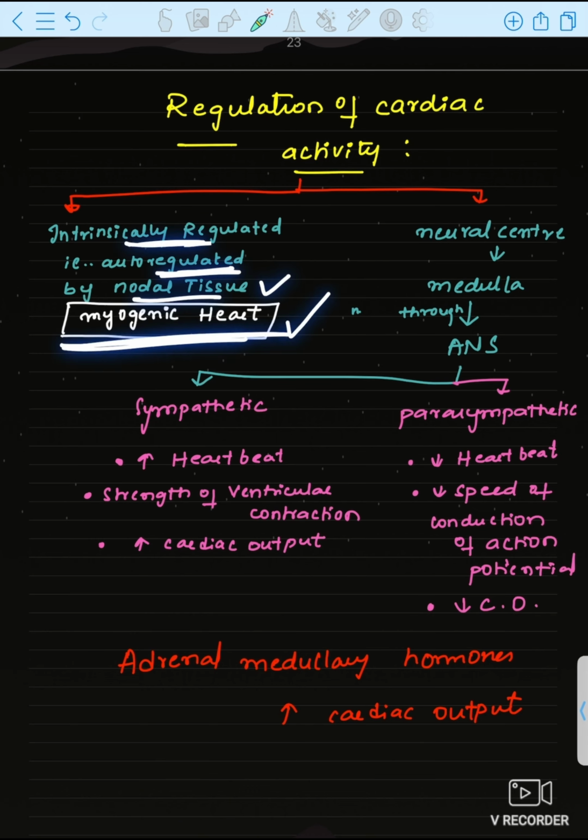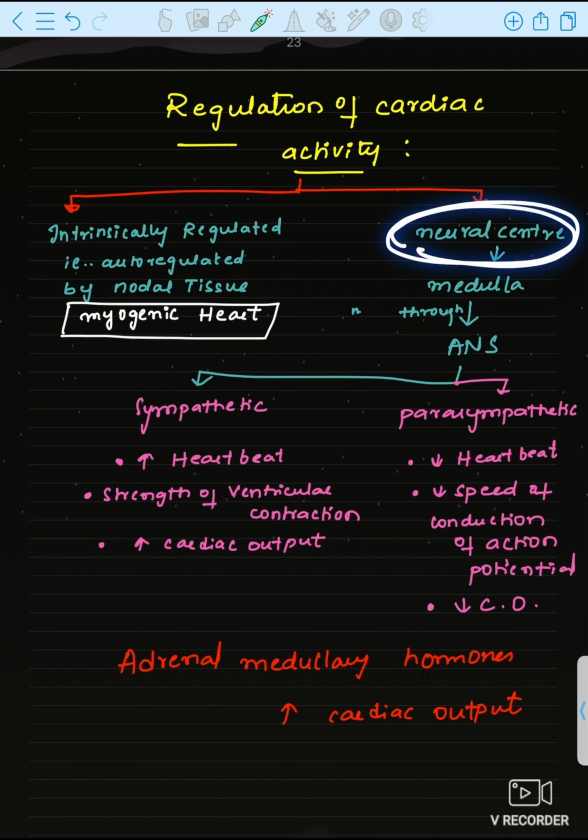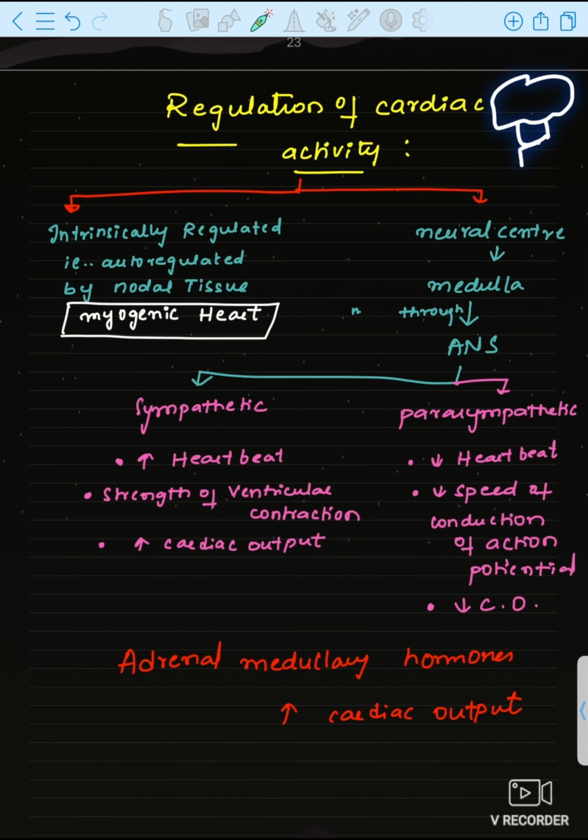That is, myogenic heart can contract by itself. But some influence will be there. Neural center will be there, no? In the medulla, you know that this is a forebrain, midbrain, and this is pons and medulla, cerebellum. These are hindbrain structures. In the medulla, you can find one neural center. Okay, neural center in the medulla.